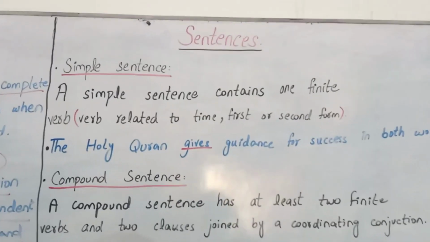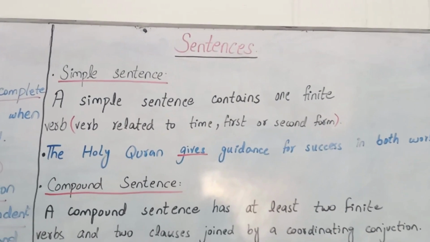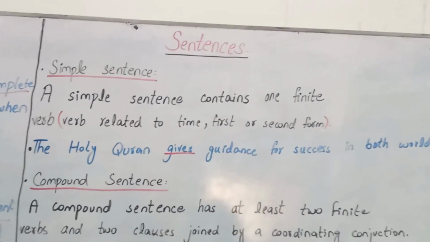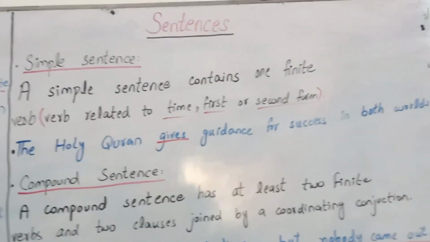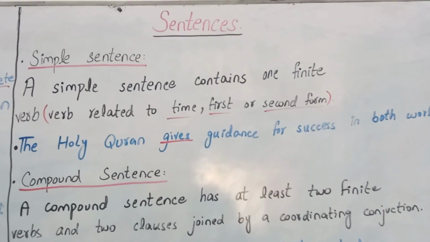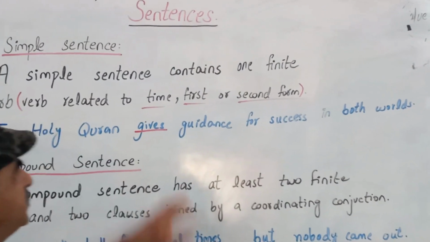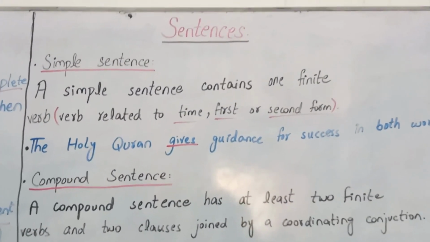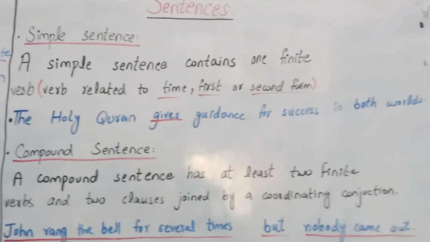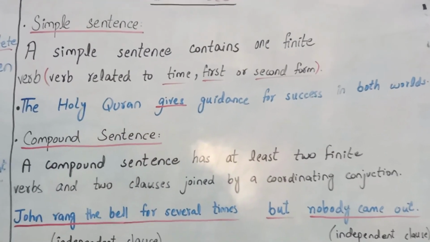Okay. Next one, simple sentence. A simple sentence contains one finite verb. What is a finite verb? That is related to time. A finite verb has first form, second form, and it is also related to time. For example, the Holy Quran gives guidance for success. So gives has got second form. What is the second form of give? Gave. Third form? Given. Clear? That's the reason it is a finite verb. And if there is a finite verb in a sentence, it means it's a simple sentence.